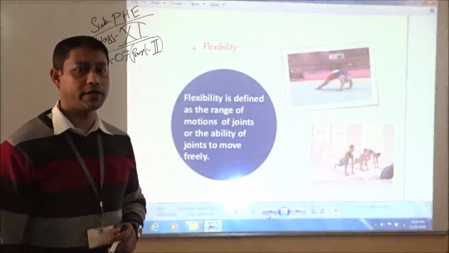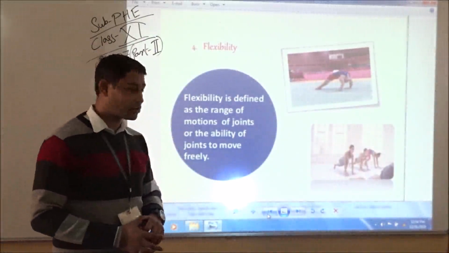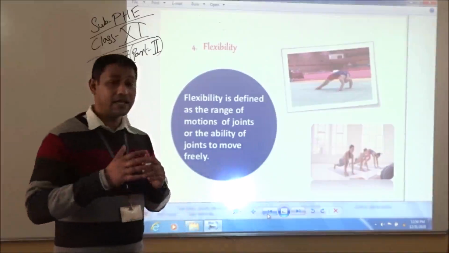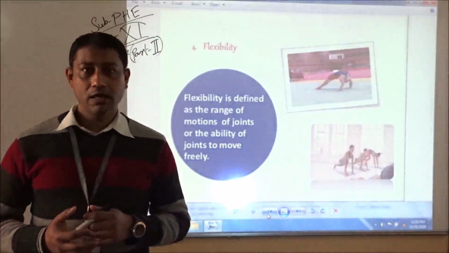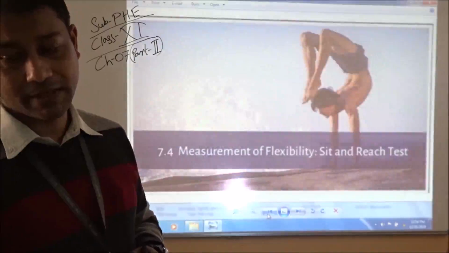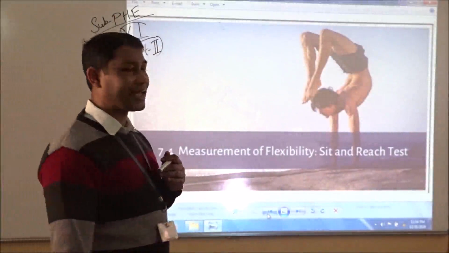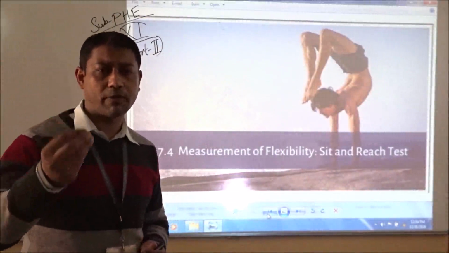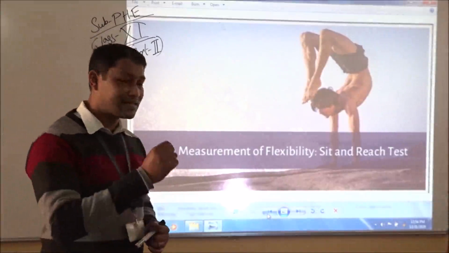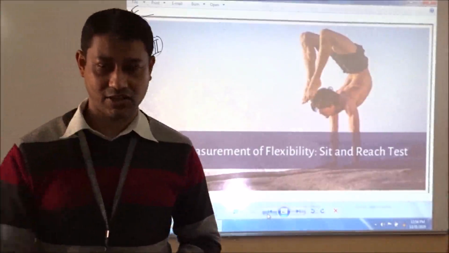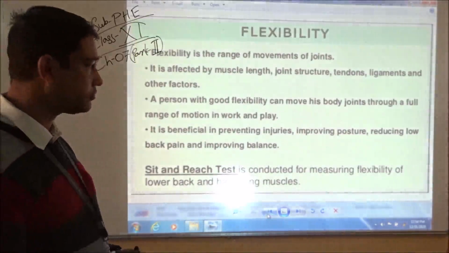The fourth component of health related fitness is flexibility. Flexibility is defined as the range of motion in joints. Now how to measure flexibility? Flexibility of an individual can be measured by a very common and popular flexibility test known as the sit and reach test. I repeat, it is the sit and reach test.